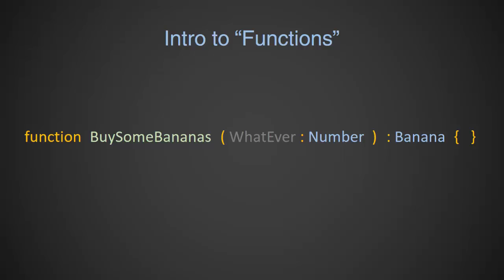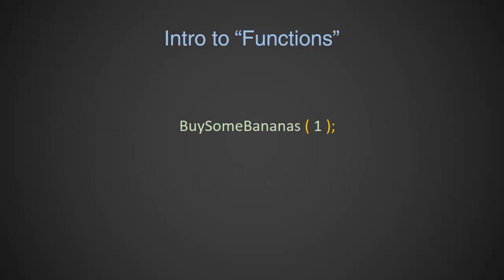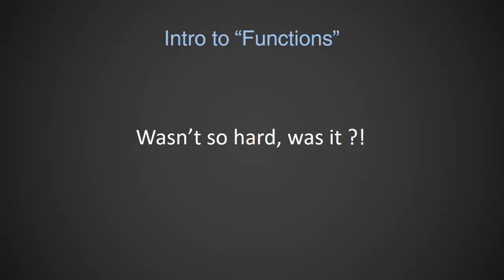Now there's just these curly braces left where the actual functionality is going to happen. Whatever we want to happen, step by step, is going to be defined inside these curly braces. In our funny example here, it's going to be the instructions on how to buy whatever number of bananas and then returning them from the function. So after we define our function, we can simply call it like this and put the number of bananas we want to get back. So this is going to return 1 banana and this one will return 7 bananas. Well, it wasn't so hard, was it? Now let's get back to our pipeline.